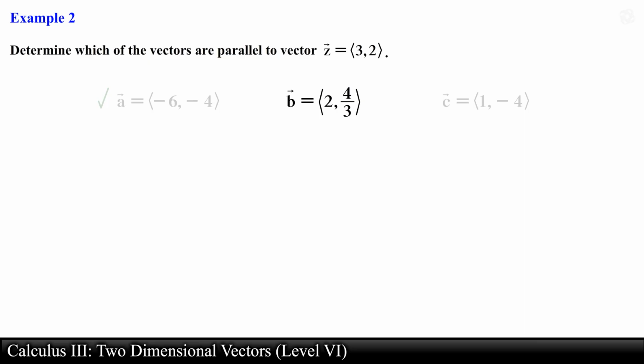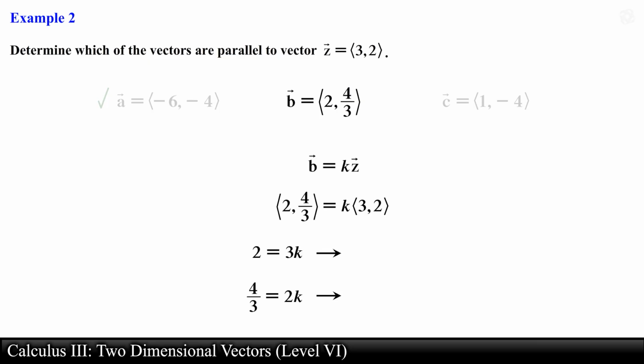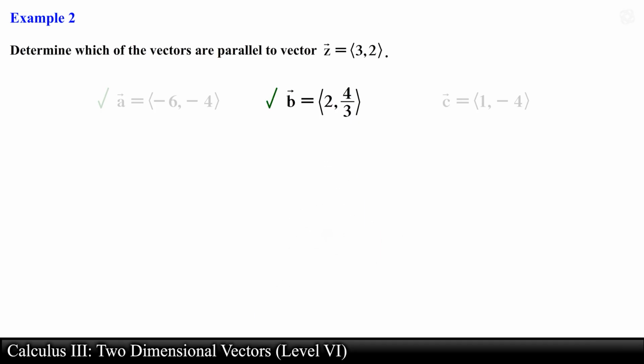For vector b, we go ahead and set up our equations and solve for the scalar k. In this case, we obtain 2/3 for the first equation, and for the second equation, we also obtain 2/3. Therefore, vector b is parallel to vector z.